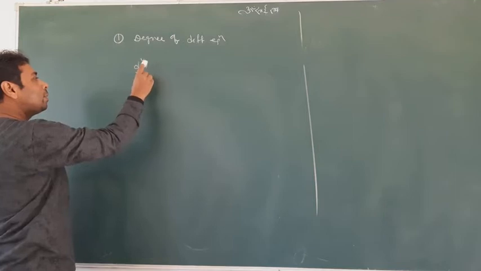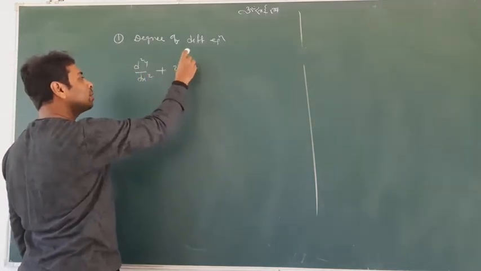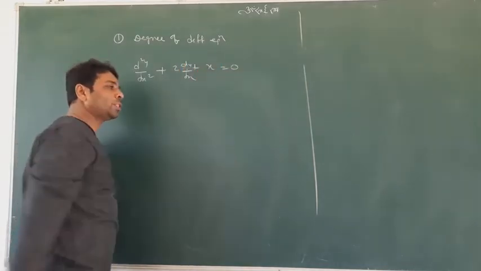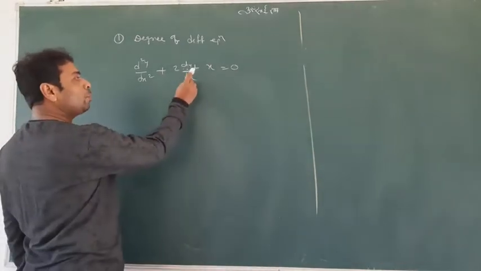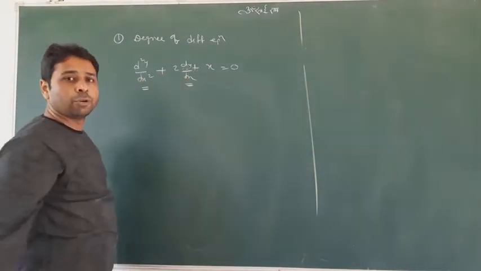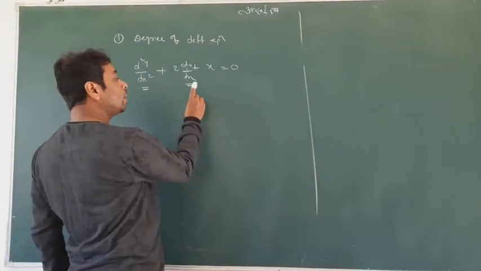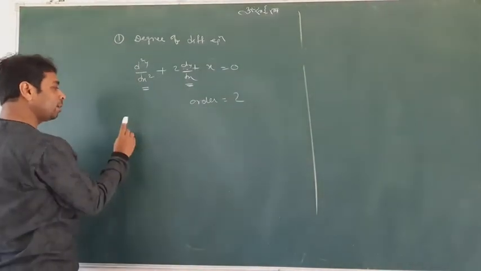If I write d square y by dx square plus 2 dy by dx plus x is equal to 0, this is a differential equation. Can you see the portion of derivative? Derivative portion: this and this. The highest order is 2. So the order of the differential equation is 2. It may look like anything, anyway.